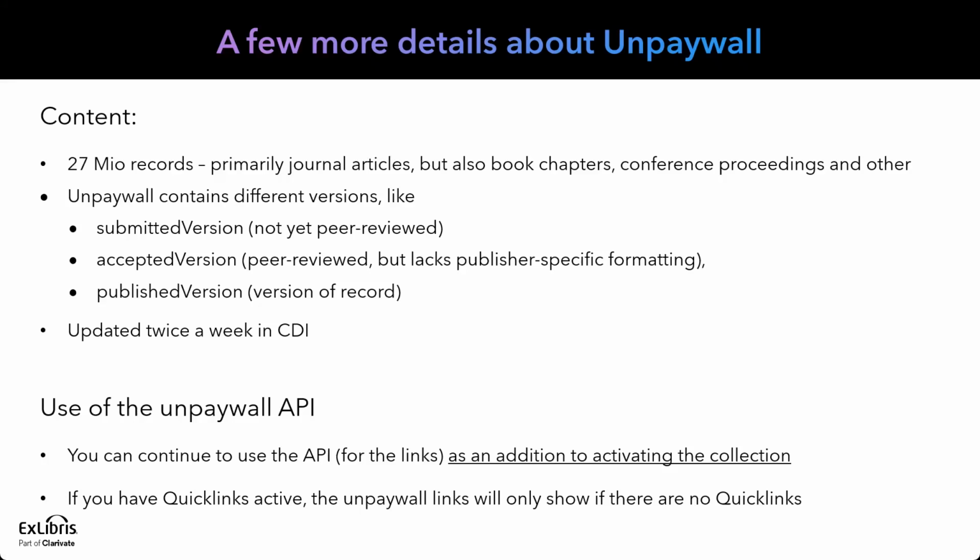And we're working quite closely with Unpaywall to have a flow for solving any issues with linking, open access indication, etc. You can continue to use the Unpaywall API. At the moment, if you don't use it, the links will be shown as any other link in record in the database or on CDI. If you use the Unpaywall API, the links are shown on the result list and they're pulled in via the API as before. It's in addition to activating the collection, not instead of activating the collection.